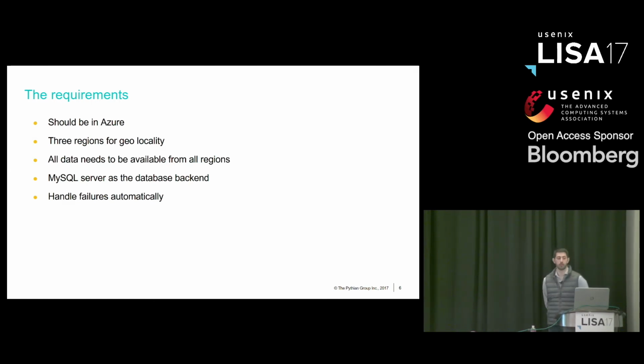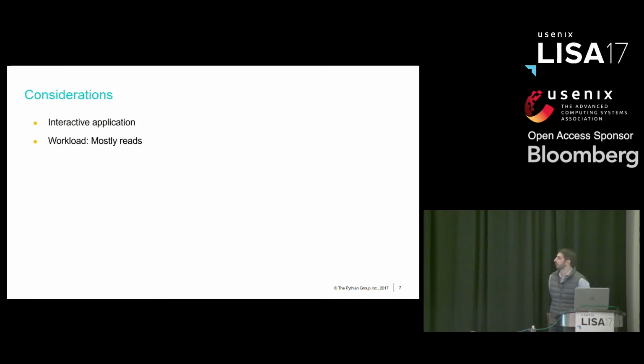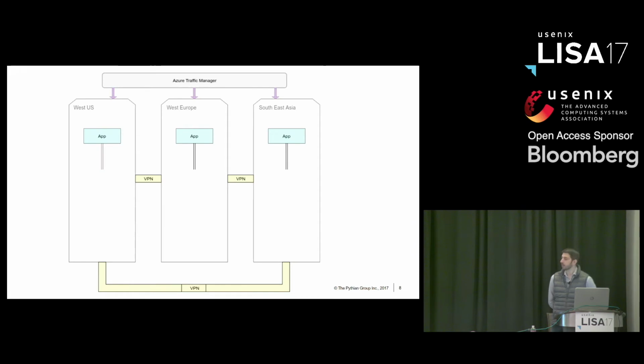And of course, they wanted this architecture to be as resilient as possible. So there are a couple of considerations. This is an interactive application, so there's no CDN approach. Using a content delivery network or something like that was not an option. And the workload was mostly reads. Of course, it's read-write, but you will get only a small proportion of writes. So this is what we knew about this architecture.